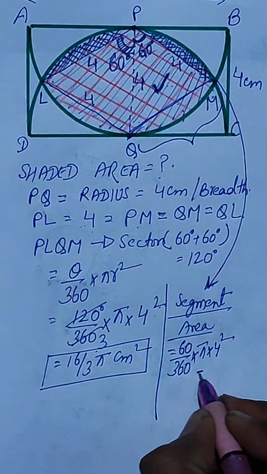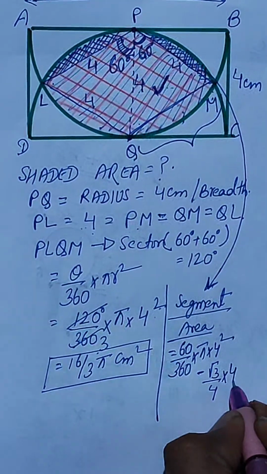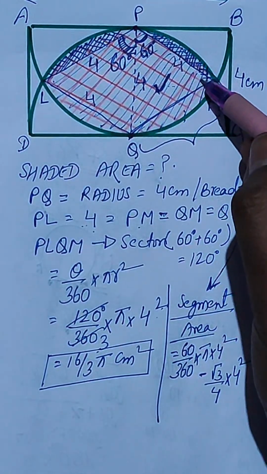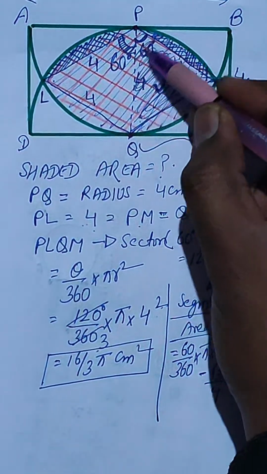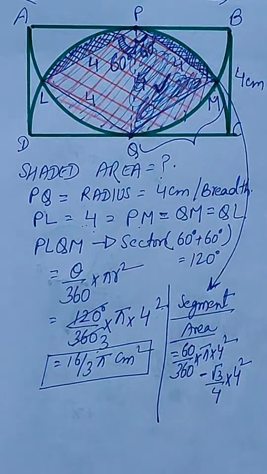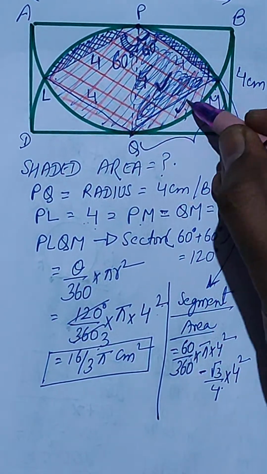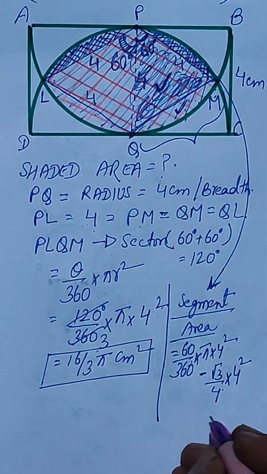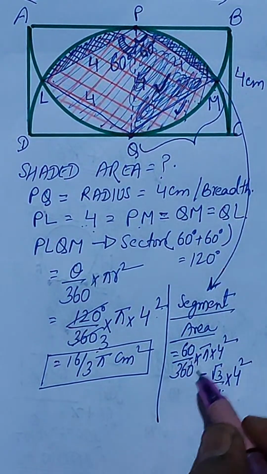Which triangle? This equilateral triangle. Its area will be root 3 by 4 into side square, which is 4 square, because this is an equilateral triangle with sides 4, 4, 4. If this is subtracted, you get the area of this segment, and two times this area will be found. So this will give you two times the area of the segment.